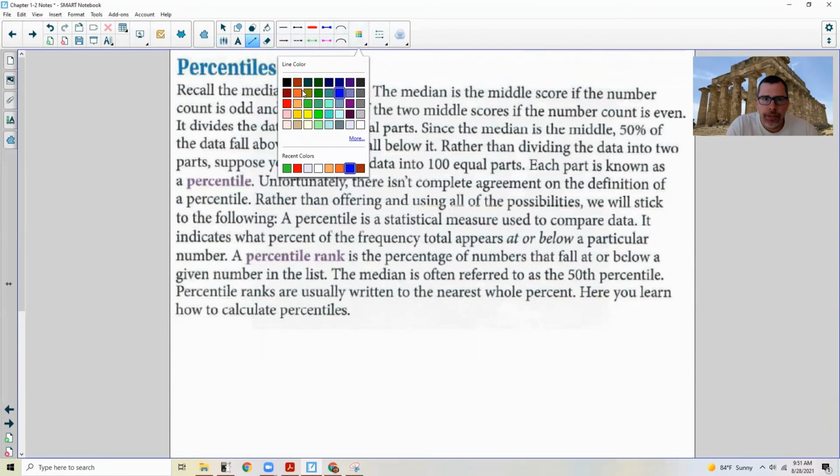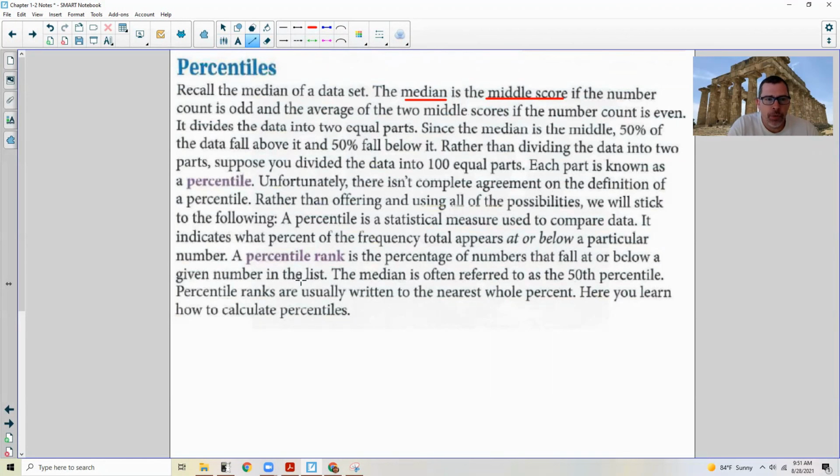Okay, percentiles. Recall the median of a data set. The median is the middle score if the number count is odd, and the average of the two middle scores if the number count is even. That was in lesson 1.1. It divides the data into two equal parts. Since the median is the middle, 50% of the data falls above it and 50% falls below it.